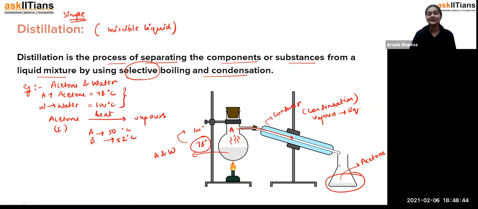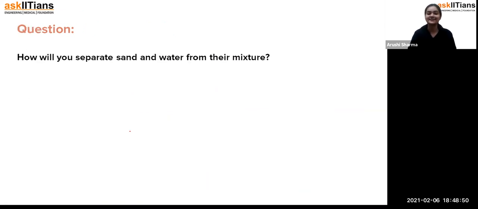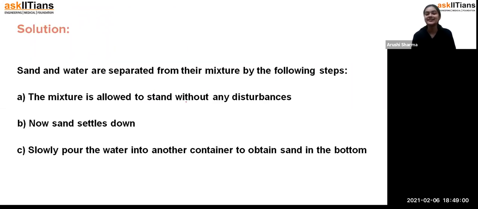So I think with that we have completed all of the techniques, and all of the techniques are very interesting, I thought. So now here are some questions. How will you separate sand and water from their mixture? Oh my god, we have discussed this already. So a sand and water mixture can be separated by using the sedimentation and decantation method. Exactly.